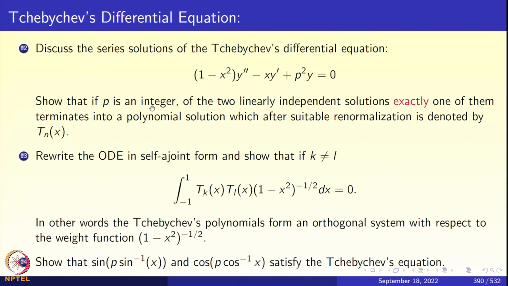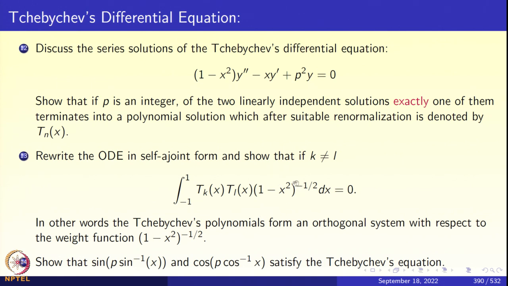If p is an integer, then this differential equation has a polynomial solution, which is called the Chebyshev polynomials. Again, it cannot have two linearly independent polynomial solutions because the Wronskian becomes singular at x equal to plus 1 and minus 1. So the polynomial solution, if it exists, is unique up to scalar multiples. And as before, the Chebyshev polynomials are orthogonal on L2 of minus 1, 1, but the measure is not the Lebesgue measure. What is the measure? dx upon root of 1 minus x squared. The measure is a weighted Lebesgue measure.